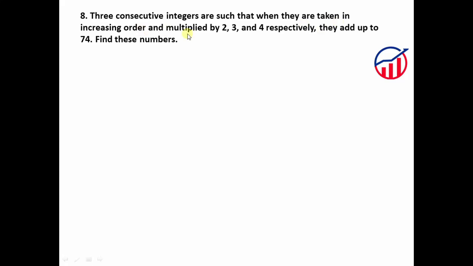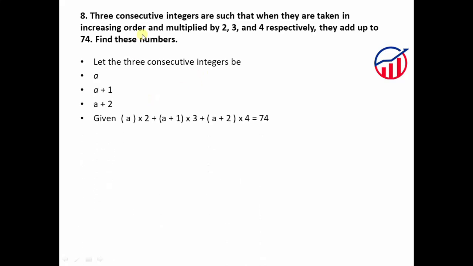an increasing order and multiplied by 2, 3 and 4 respectively, they add up to 74. Find these numbers. So let the three consecutive integers be a, a plus 1, a plus 2. Now, given what? Three consecutive integers are such that when they are taken in increasing order, that is a, a plus 1, a plus 2, and multiplied by 2, 3 and 4 respectively, they add up to 74. So what you need to do is multiply 2 to a, 3 to a plus 1 and 4 to a plus 2 and add them up. You are going to get 74.